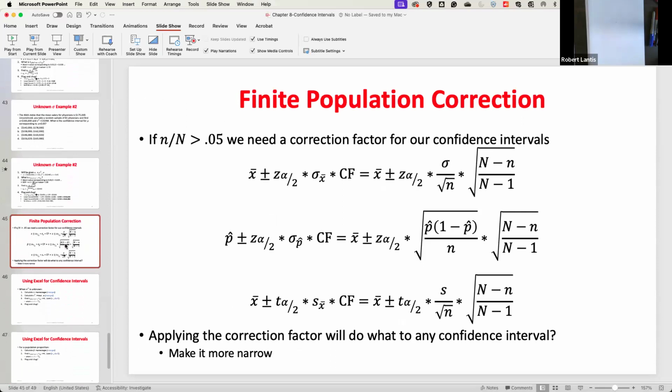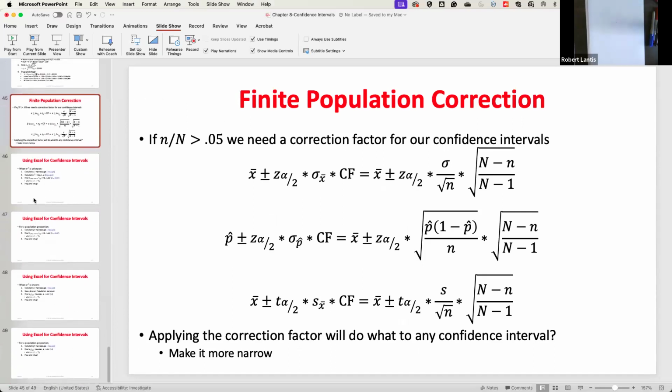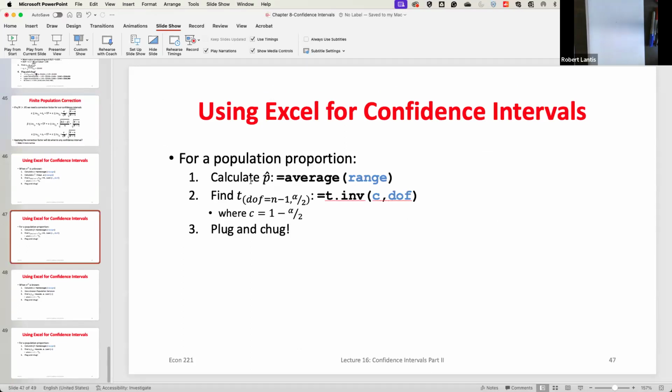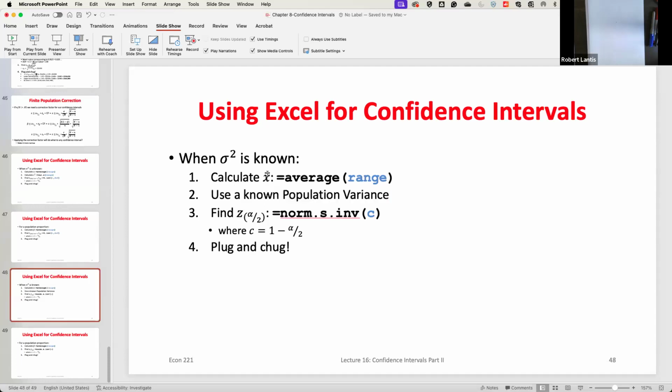All right, so the remainder of these slides are going to match up with what we do in Excel. So I'll have a standalone video where we look at how we do each one of these types of examples in Excel. Sample mean, where I only have a sample variance, sample proportions, sample means where I know the population variance. Okay.